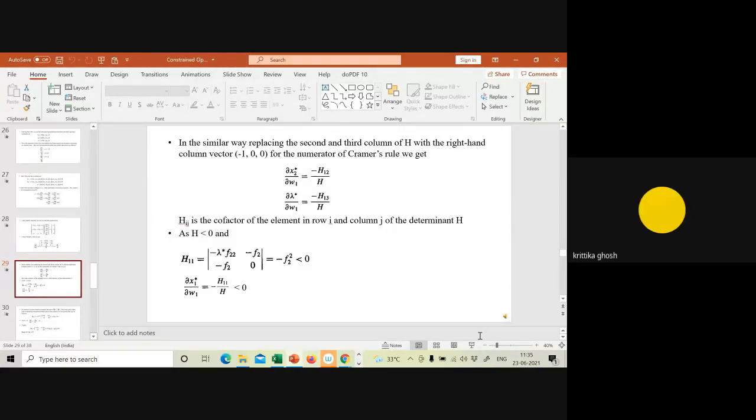You got minus f2 square, right? Yes, ma'am. Okay, so basically the entire sign is negative, that is what I want to say. Here it is minus of minus f2 square by h. Now minus minus cancel, so it is simply f2 square by h. Now f2 square is always positive and h is negative by the requirement of minimization, so del x1 star by del w1 is negative. So please write down: the factor demand curve is negatively sloped.